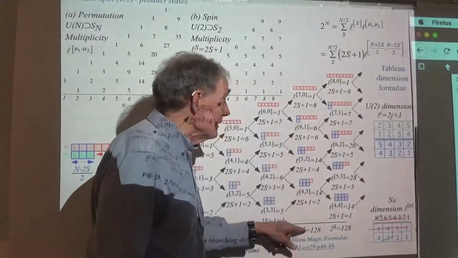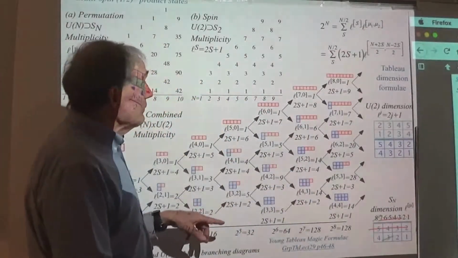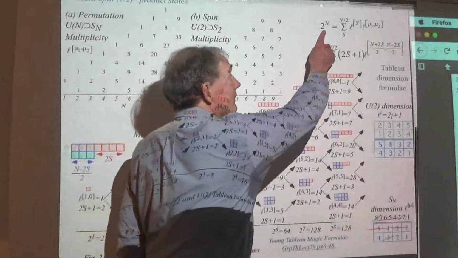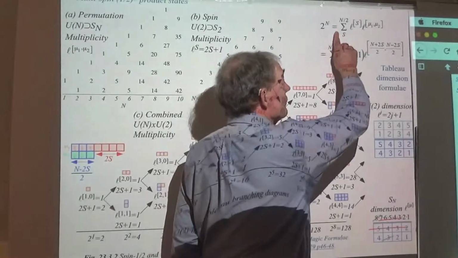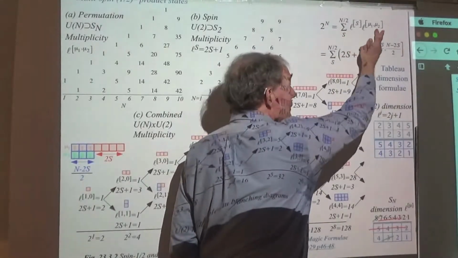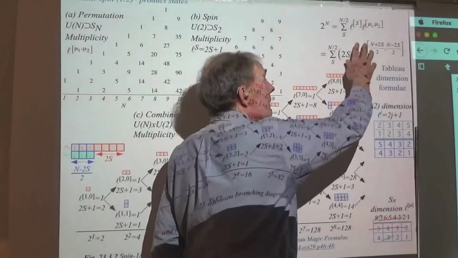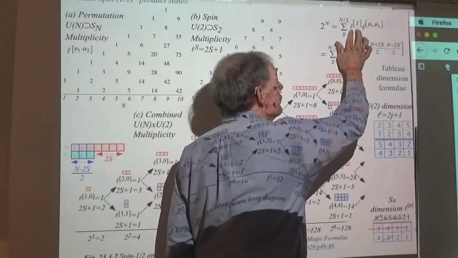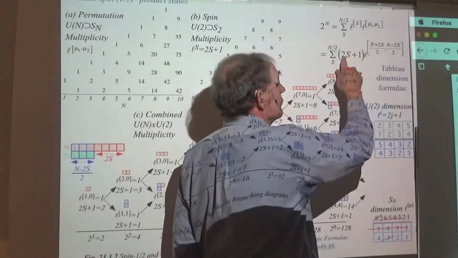We're talking about 128 here. And the thing is that every time you get a 2 to the nth, you've got a sum of the products of these two dimensions. One for the tableau, one for the spin unitary 2. This is the unitary 2 dimension right here of angular momentum. It's the 2s plus 1.